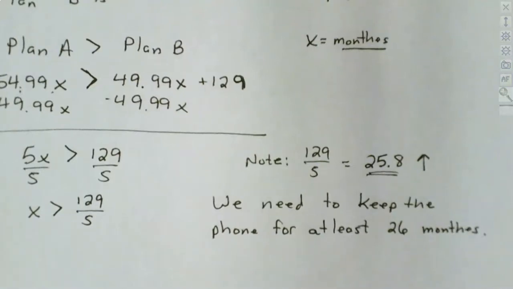But if we change phones out a lot, then we might be better off with the other plan, because the other plan might give you a different phone more often. So to make it a better deal for us to just buy the phone outright, we need to make sure that we keep that phone for at least 26 months. If we're not going to keep that phone for 26 months and we trade it in sooner, then that's not going to be the better deal for us. We want the other plan.